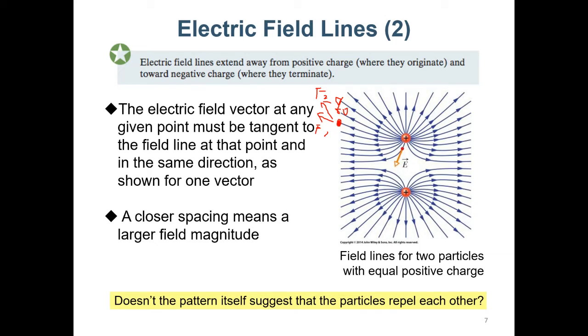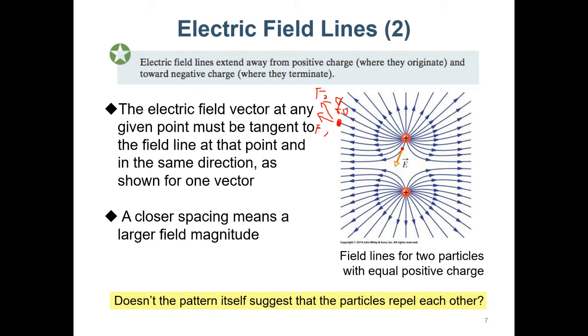So if you really want to plot this out, you need to calculate the electric field at every point, so that you can get this graph. Actually, I will not ask you to do so, but it's just to visually demonstrate how the E field looks. So the pattern itself suggests that the particles repel each other.